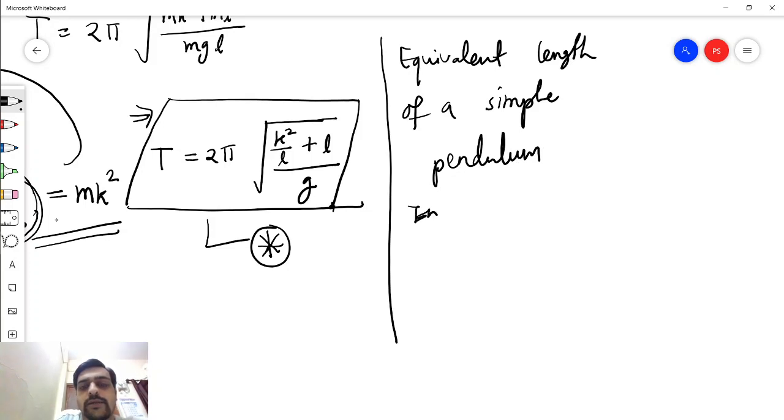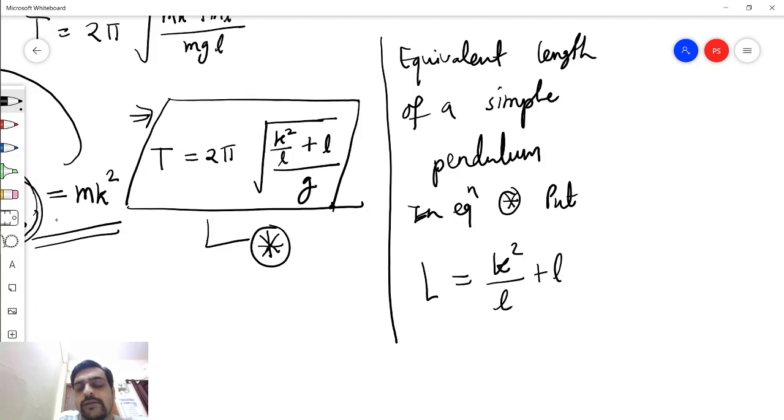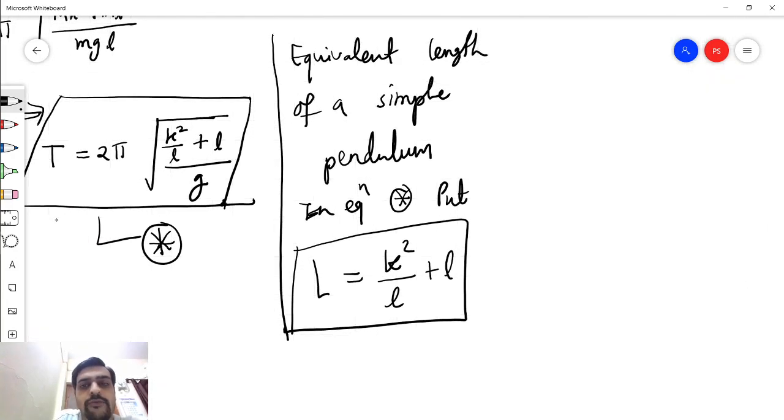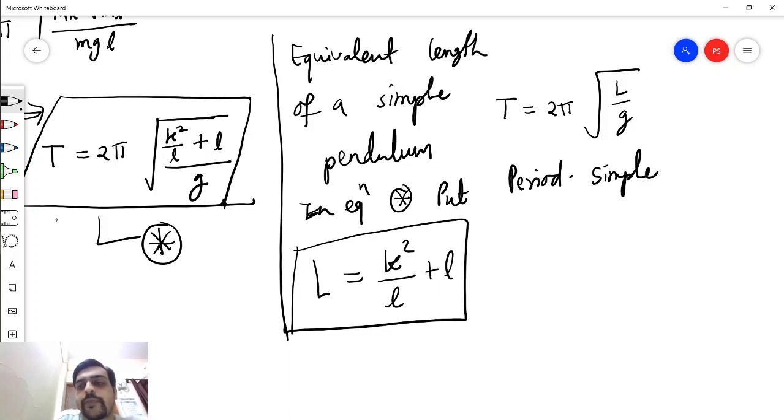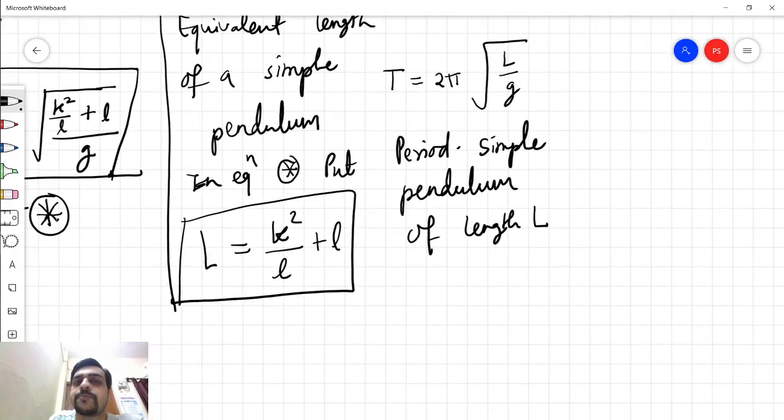Now in this equation star, if we put capital L equal to k squared by L plus L, with this substitution, this equation star would look like 2π under root (capital L by g), which is the time period for a simple pendulum of length capital L. So what does that mean?